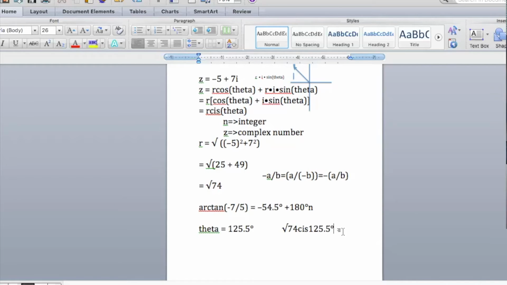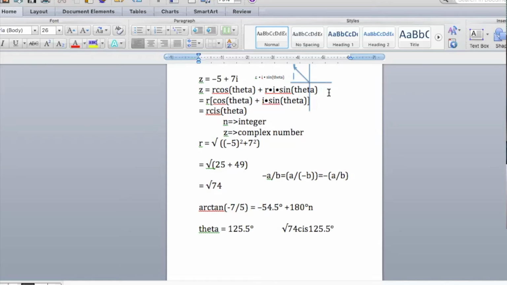Wait, can you go back? Where'd you get -54.5 from? If you put inverse tangent of -7 over 5, you should get -54.5. This is the thing where if you use your calculator to get this, you'll get -54.5. That's not the answer you need, though, because that's way down here.